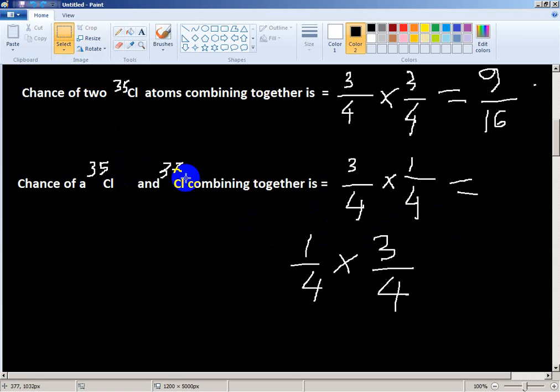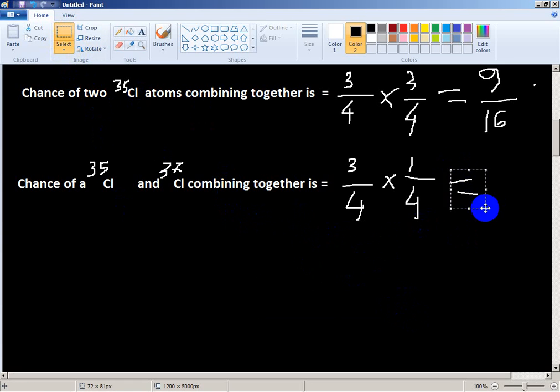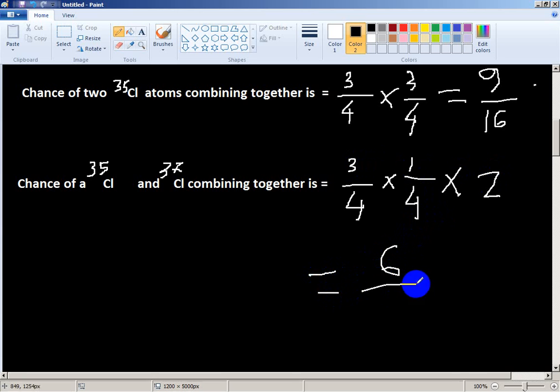This is 35 and 37 this way, and 37 and 35 the other way, 3 by 4 and 1 by 4. These are the same, so I can double these things. I multiply by 2. So 3 into 1 is 3, and 2 times that is 6/16.